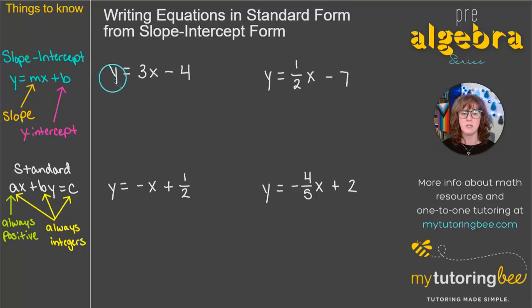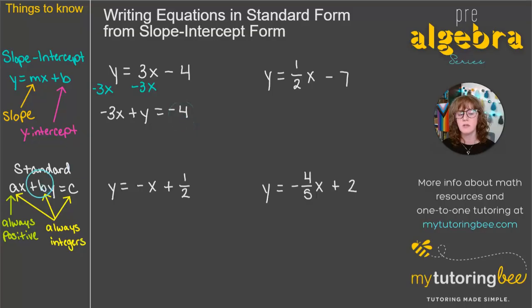So let's take a look at this first one, y equals 3x minus 4. Well, the first thing that I see is that I already have the y term over on the left-hand side of the equation, but I don't have the x term. So let's go ahead and get that x term over on the left-hand side by subtracting 3x from both sides. So now we have negative 3x plus y equals negative 4.